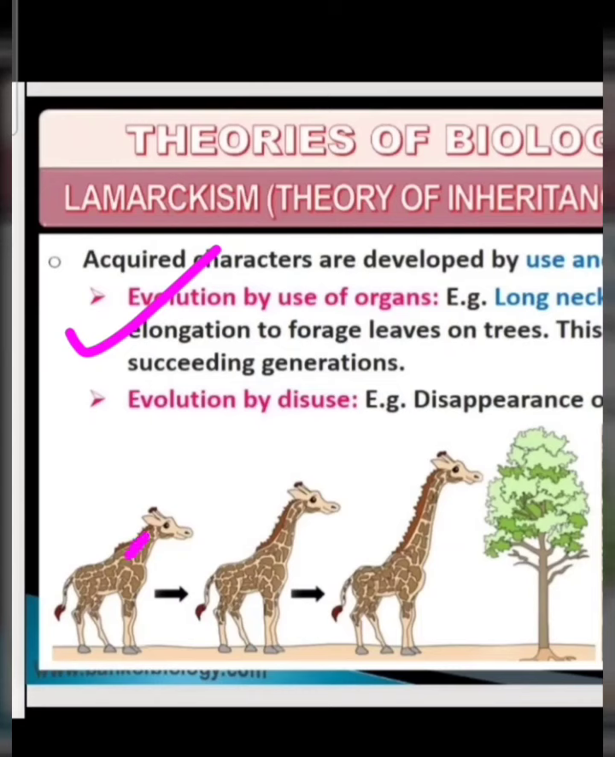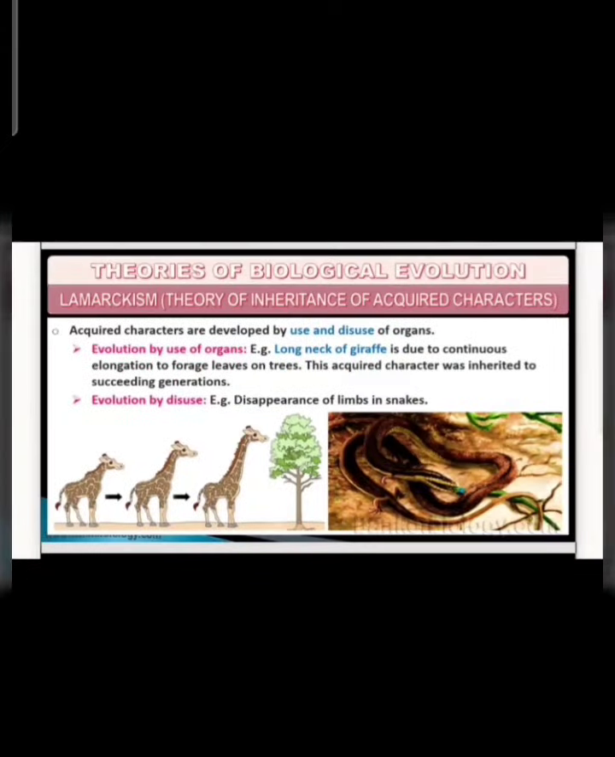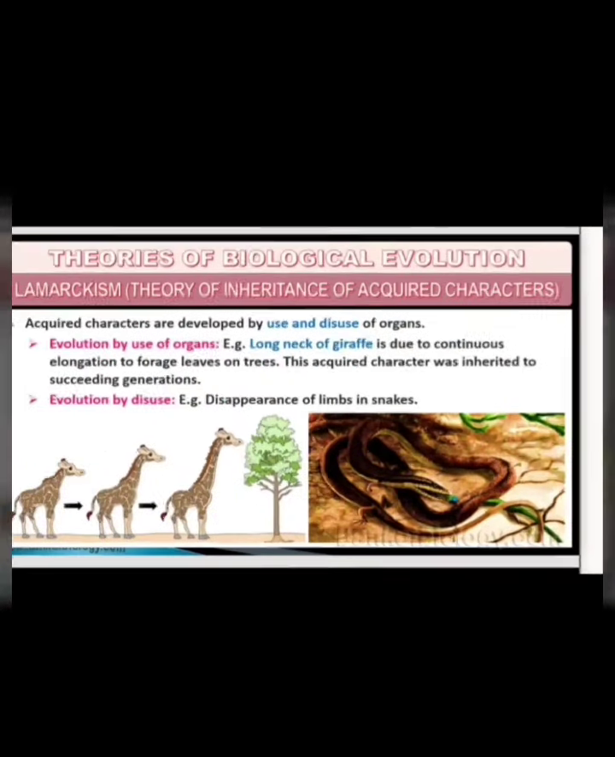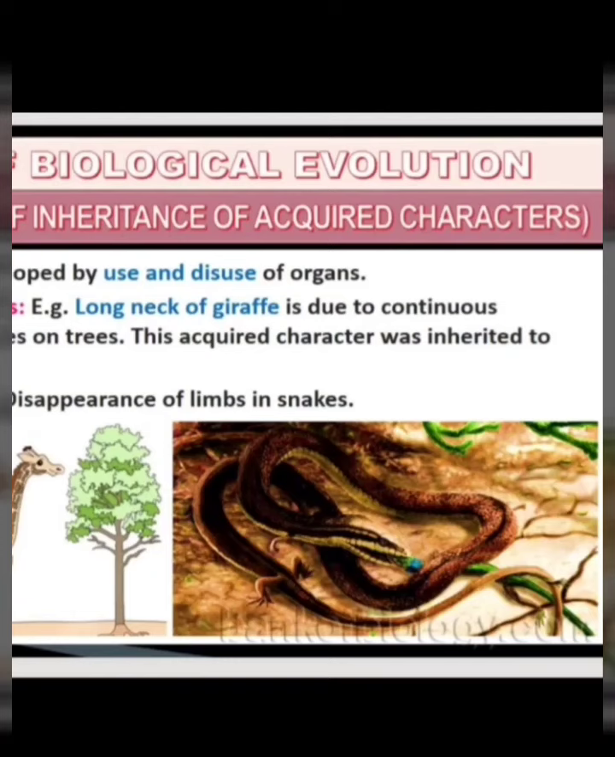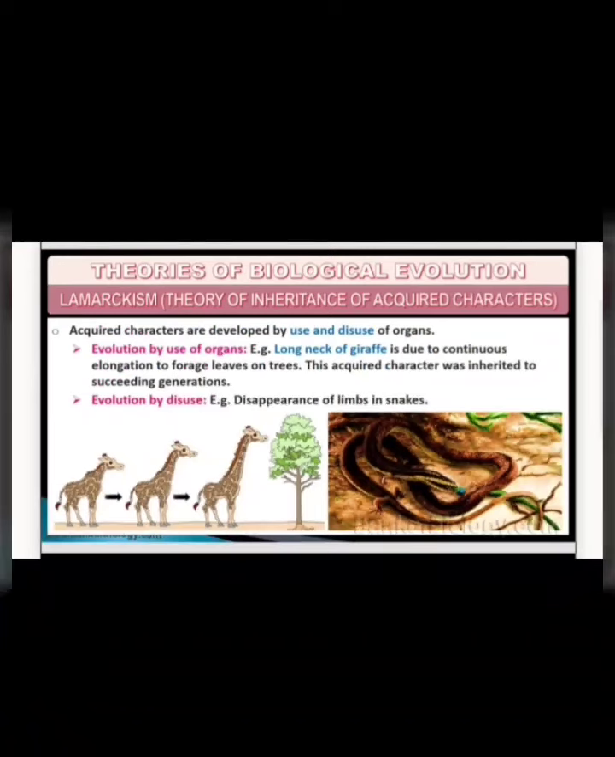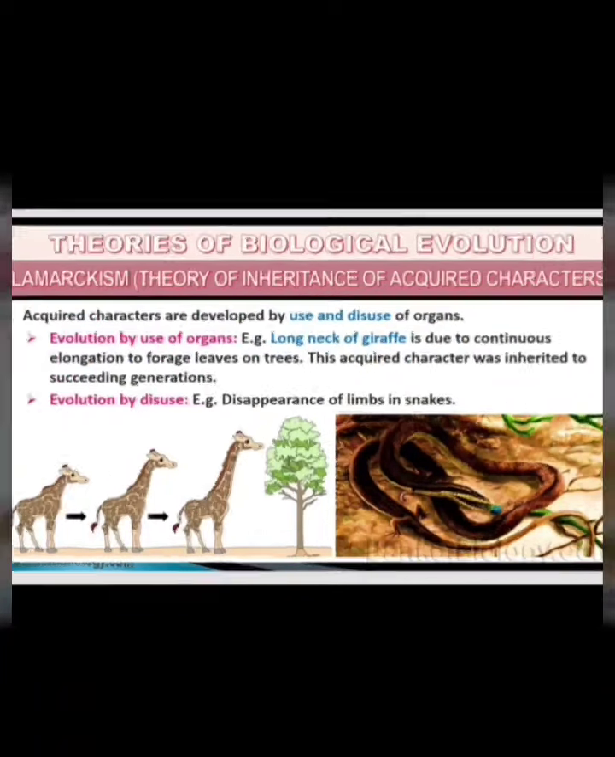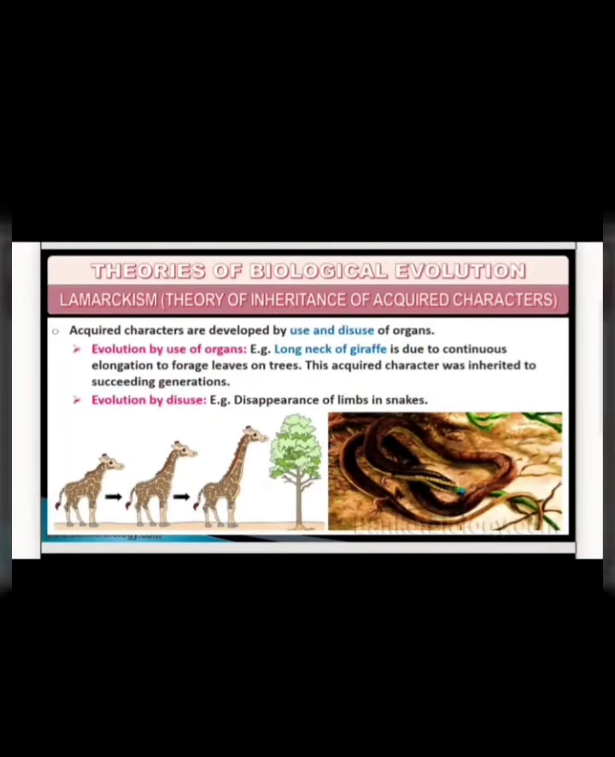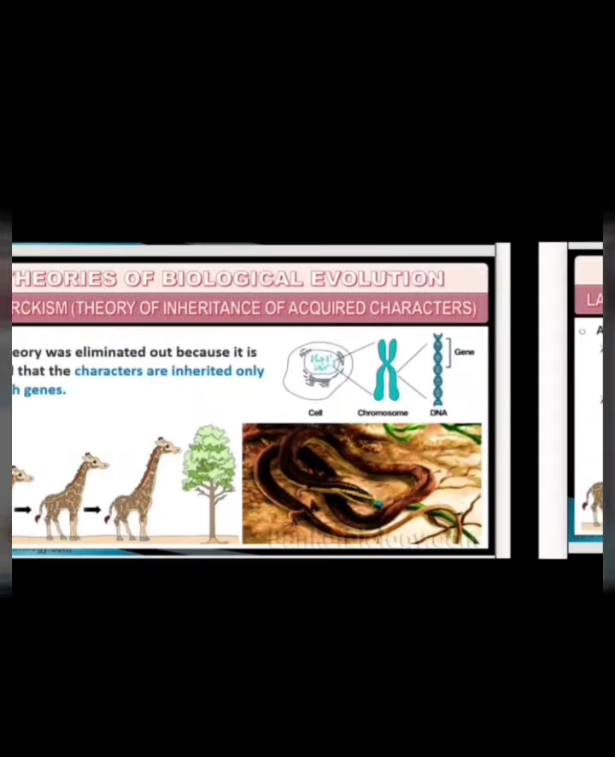So which organ does the giraffe use more? The neck. That is why the giraffe has a longer neck. So evolution by disuse. For example, snakes are said to have had limbs earlier, but the limbs of the snakes were not used so much; they crawled along. So the limbs were not properly used, so disuse happened. That is why the limbs disappeared. So the disuse example is the disappearance of limbs in snakes. The use example is the use of the long neck of the giraffe.